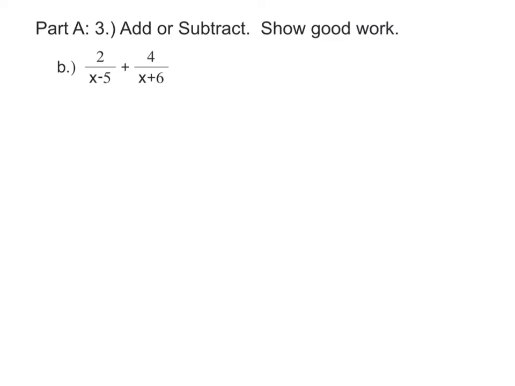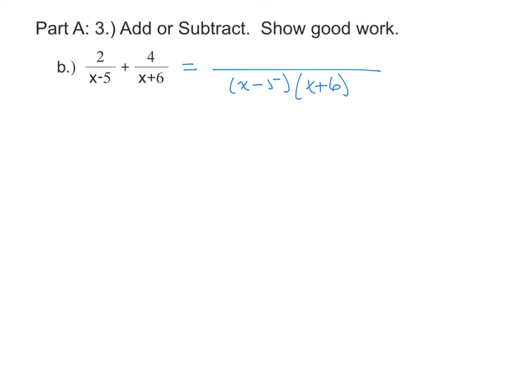In part B, again, we want to add these two fractions. So the first thing we need to look for is getting a common denominator. Now, when I look at the two denominators I have, x minus 5 and x plus 6, they are not the same, so we don't have a common denominator. But we should think about what our common denominator should look like. It needs to have a factor that is x minus 5. And it also needs to have a factor that is x plus 6.